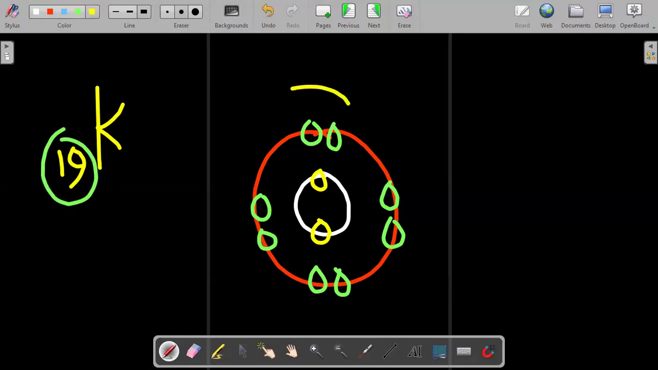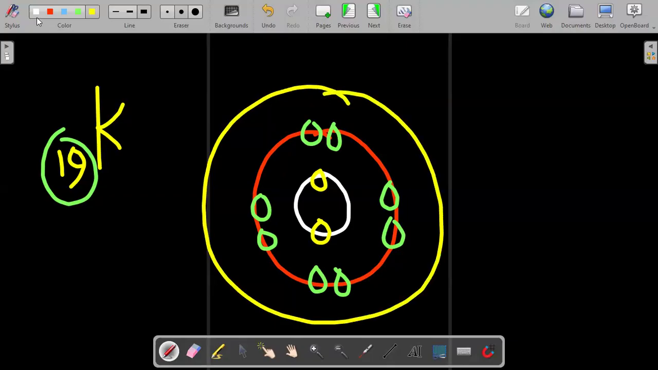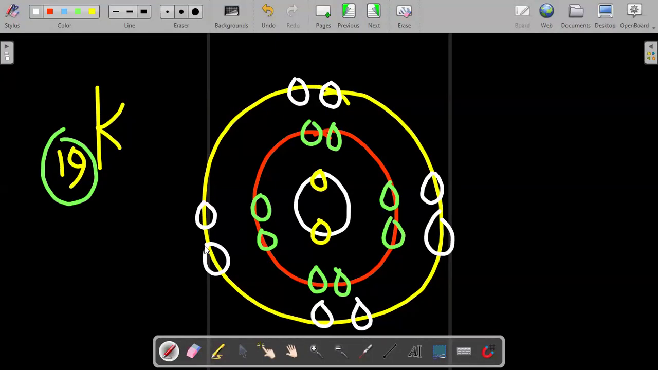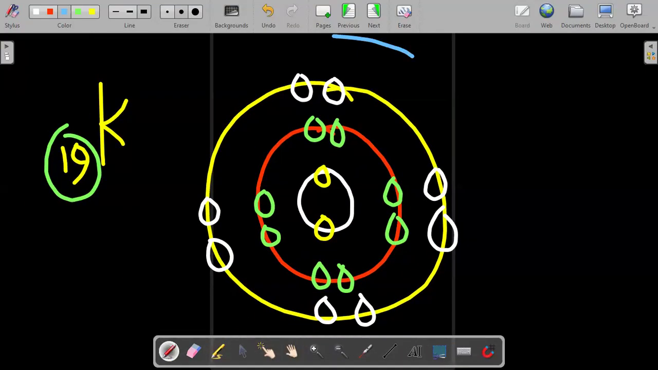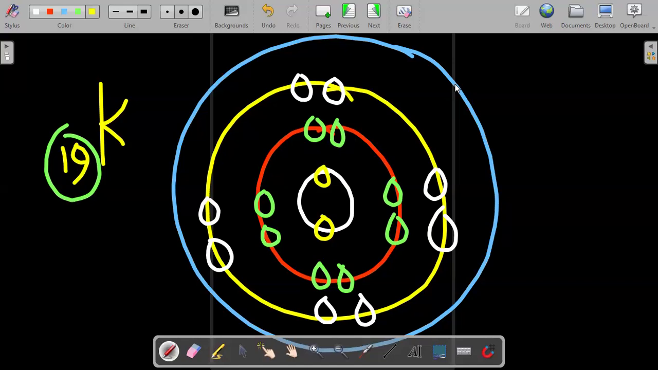Then the third one also contains 8, like we said earlier. The third shell will contain 8 electrons. This is 2, this is 4, this is 6, and this is 8. So 2 plus 8 plus 8, that is 18, I mean. Remaining 1. The last one now will be 1. The last one will just be 1 electron here, like this.